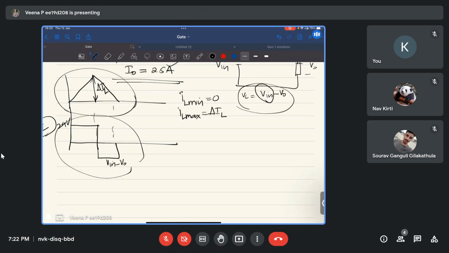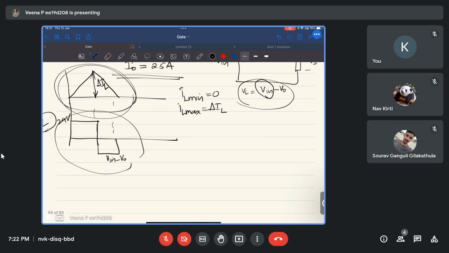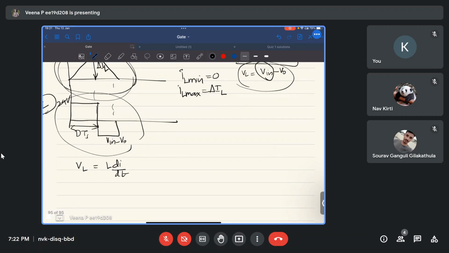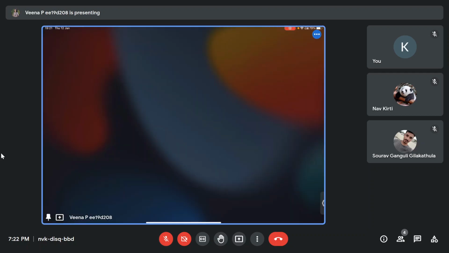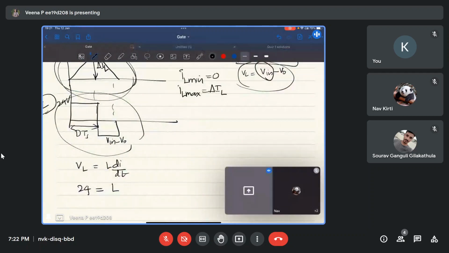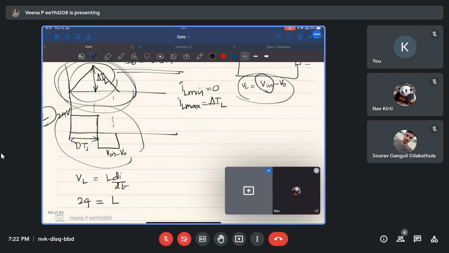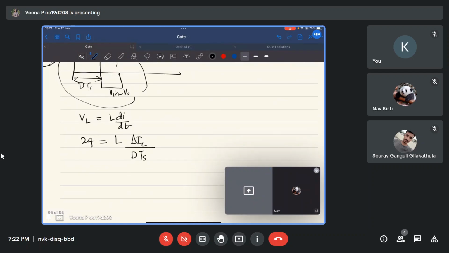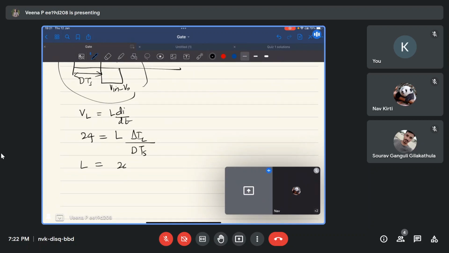So this is your inductor voltage and inductor current. Now you apply the basic equation of inductor voltage: voltage across the inductor is L di by dt. When it is conducting for a time period of DTs, the inductor voltage is the same as the input voltage, 24 volt, which is L di. What is the change of current? The change of current in that interval is delta IL over the time period DTs. So you obtain the inductor value as 24 times DTs by delta IL.